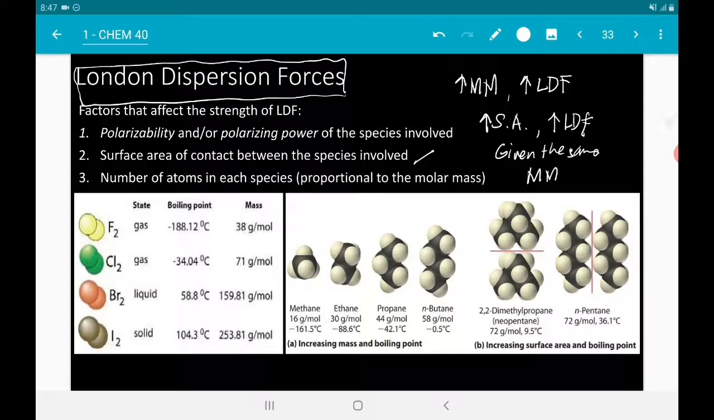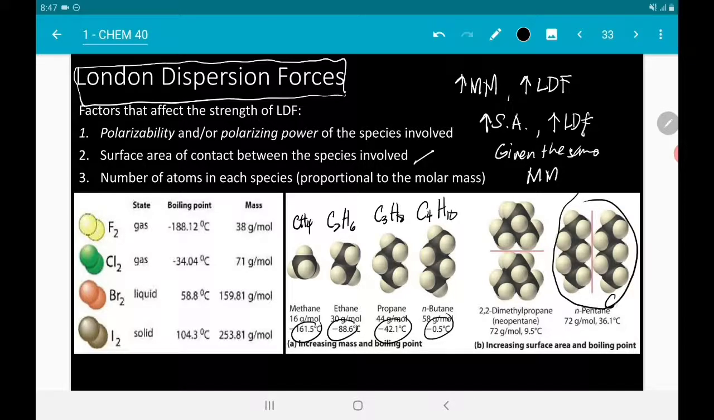Of course, the one with the higher molar mass is still higher. But we should also consider surface area. Okay? So, like this: methane has only one carbon, CH4. This is C2H6. This is C3H8. This is C4H10. So, as the molecule gets bigger, the boiling point also goes higher. However, this molecule is C5H12. This is also C5H12. They have the same molecular formula, but n-pentane is more linear than dimethylpropane. Dimethylpropane is a more branched molecule, so its surface area is not as high. So, the LDF of n-pentane is higher than that of dimethylpropane.